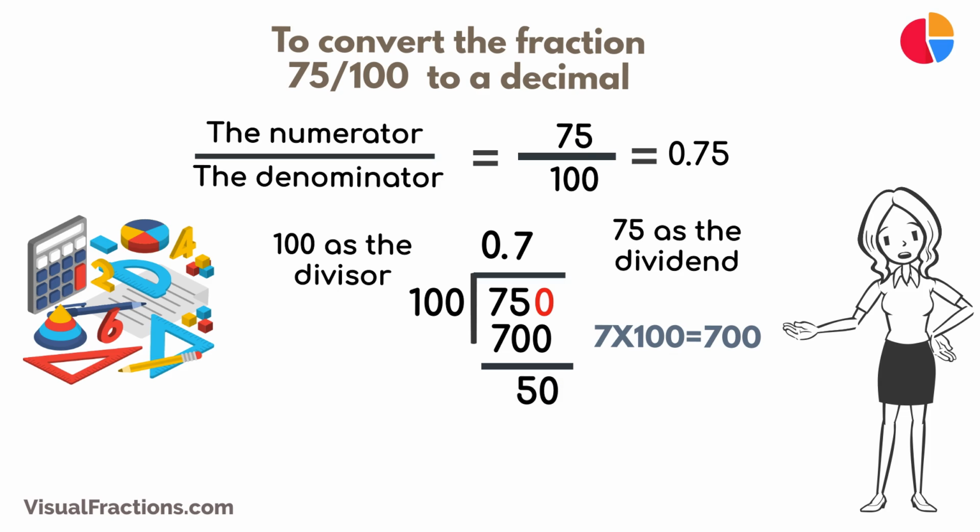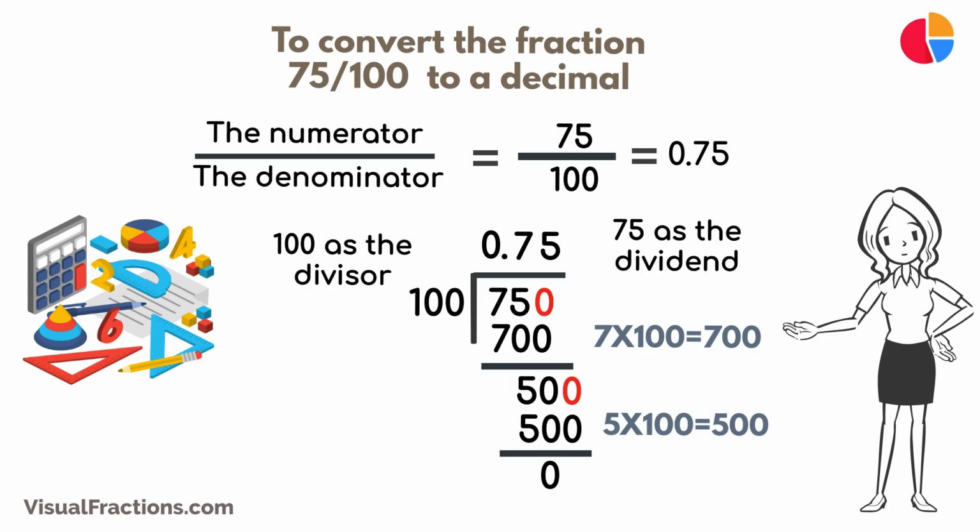Next, we add another 0 to the remainder, making it 500. How many times does 100 go into 500? Exactly 5 times. We write 5 after the decimal point, making it 0.75. Multiplying 5 by 100 gives us 500. When we subtract 500 from 500, we get a remainder of 0.